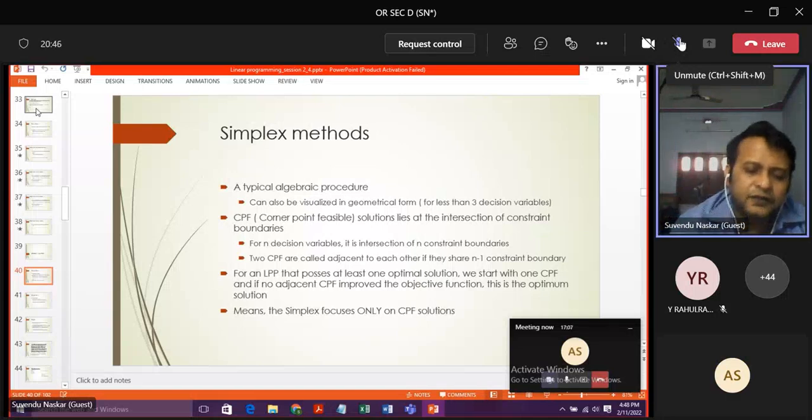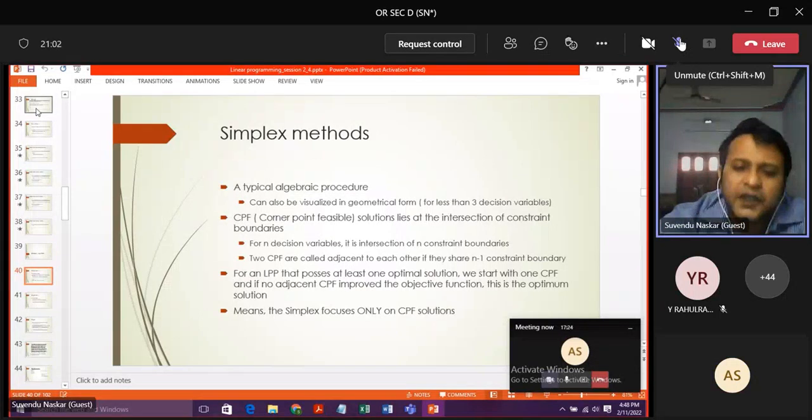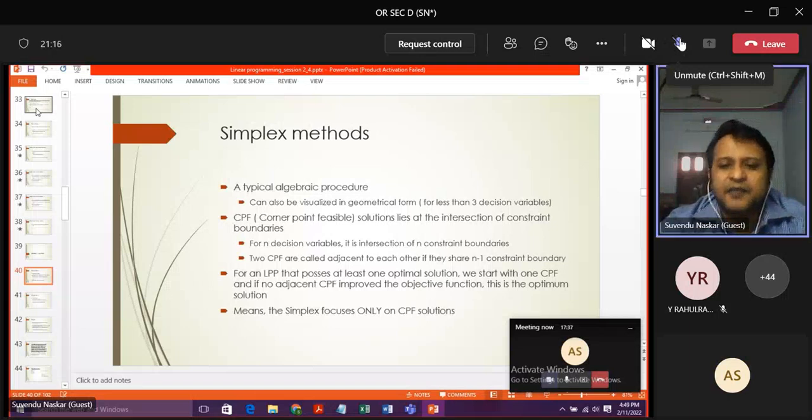From that corner point feasible solution, we will calculate the value of Z at that point. Then, logically, we will move in all possible directions from that point and try to search for another CPF which is adjacent to this CPF and has a higher or at least the same objective function value. Just try to understand what exactly we are doing.